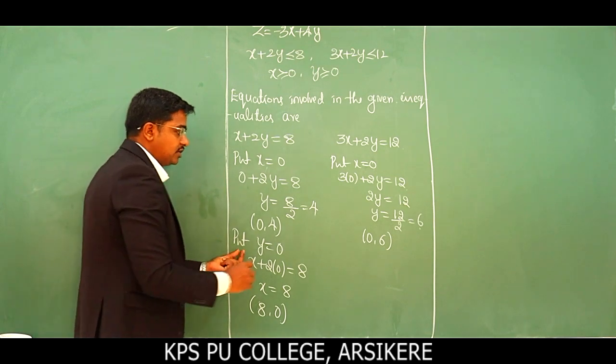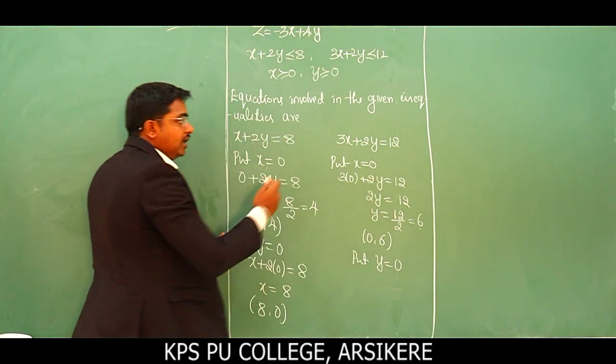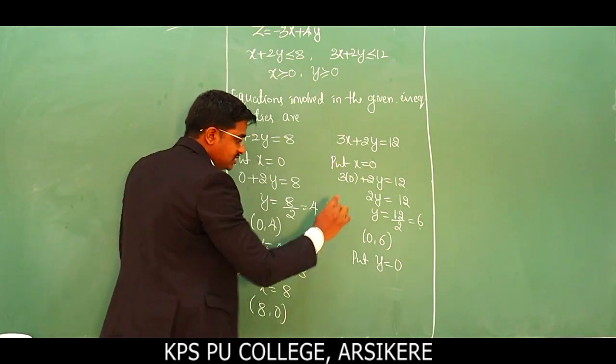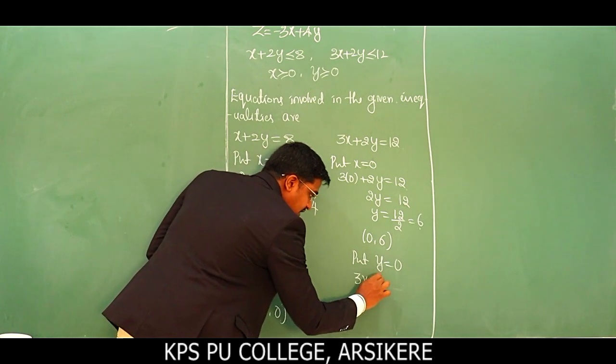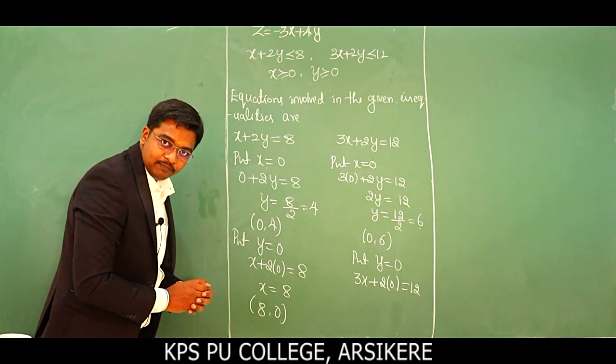Okay, next. Put y is equal to 0 in the equation. When I substitute y is equal to 0, this equation reduces to 3 into x plus 2 into 0 is equal to 12. Clear? Okay, next.